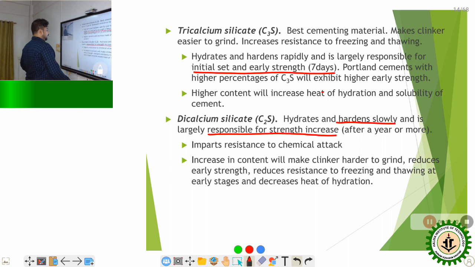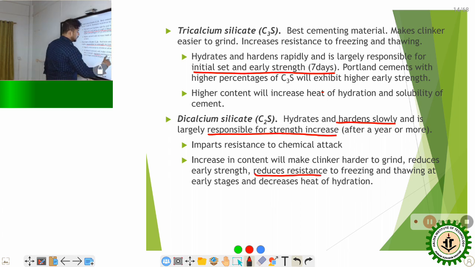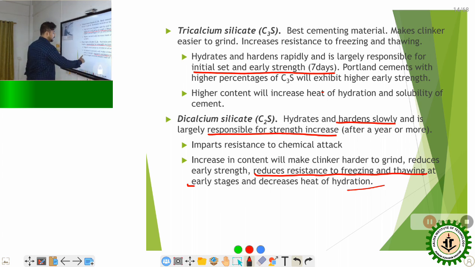Impact resistance to chemical attack: an increase in content will make clinker harder to break and reduces early strength. It reduces resistance to freezing and thawing at early stages.